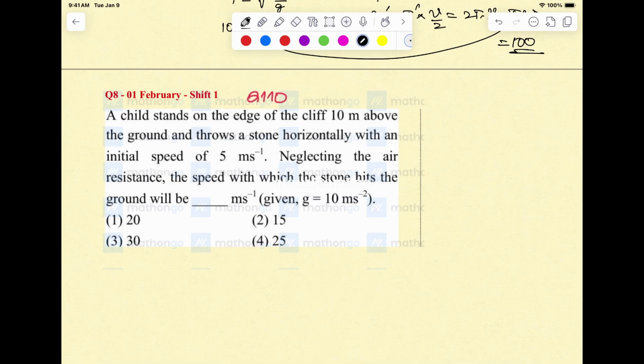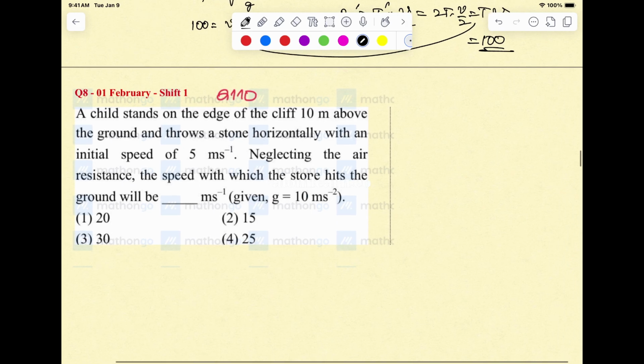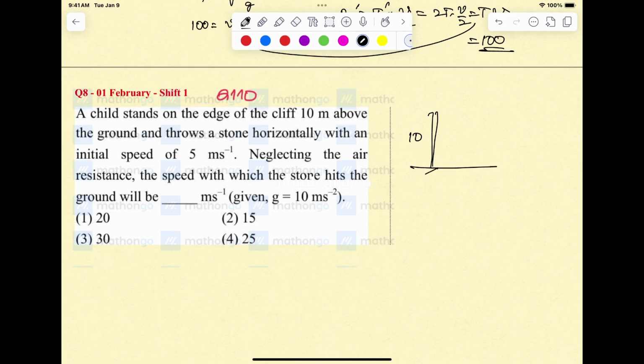A child stands at the edge of a cliff 10 meters above the ground. This is a height of 10 meters above the ground. The child throws a stone horizontally with an initial speed of 5. Neglecting air resistance, the speed with which the stone hits the ground will be. This is the v formula for a horizontal projectile.